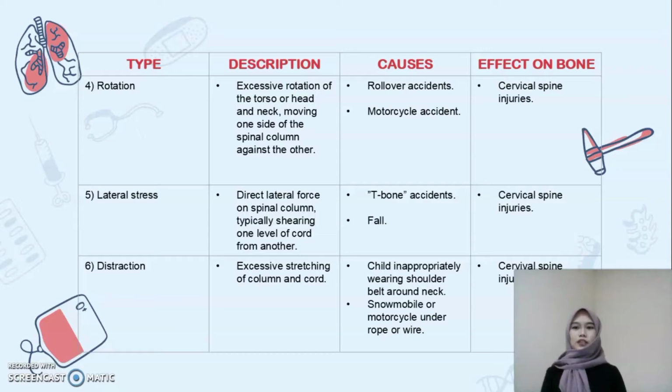Lastly is the distraction. This distraction is an excessive stretching of the column and cord. The causes of this distraction are a child inappropriately wearing a shoulder belt around the neck, or a snowmobile or motorcycle rider going under a rope or wire. The effect on the bone is cervical spine injuries.